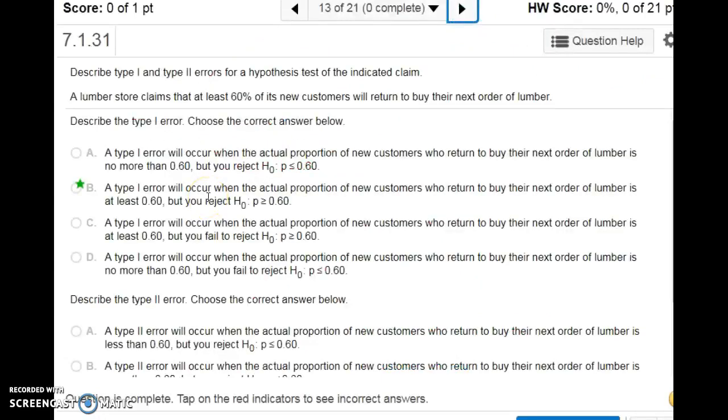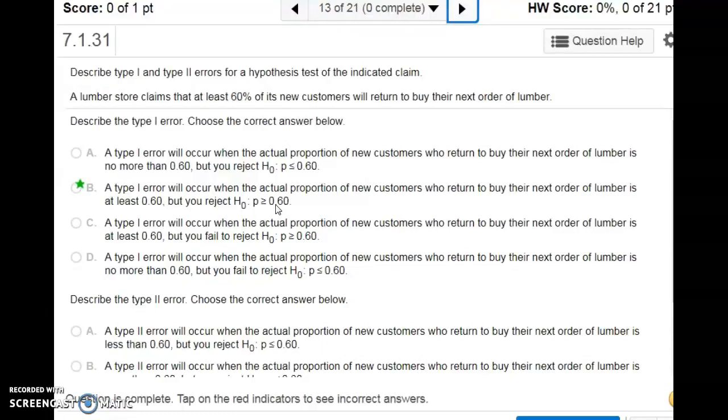And so for these problems, like number 13 here, it's helpful to start off by writing down what your null and alternative are. So for example, a lumber store claims that at least 60% of its new customers will return to buy their next order of lumber. Well, your null hypothesis, at least 60, is greater than or equal to 60. So that has the equal in it. So your null would then be that the proportion is greater than or equal to 60. Your alternative then would just be the strictly less than 60, the less than sign.